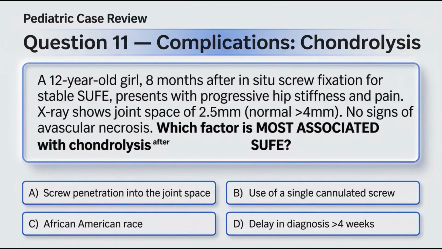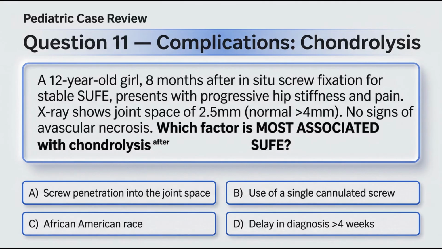Case 11. A 12-year-old girl, 8 months after in situ screw fixation for stable slipped upper femoral epiphysis, presents with progressive hip stiffness and pain. X-ray shows a joint space of 2.5 mm, while normal is greater than 4 mm. There are no signs of avascular necrosis. Which factor is most associated with chondrolysis after slipped upper femoral epiphysis?